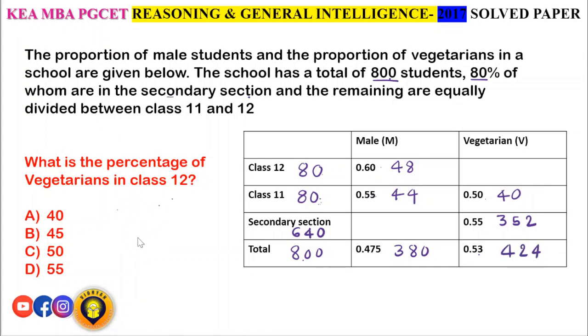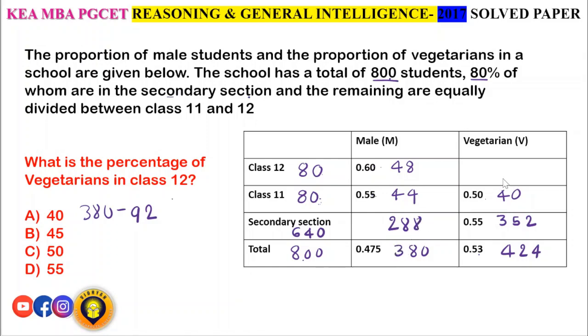Okay, so now you can fill the gaps. In males, there are a total of 380 males. Out of 380 males, 48 males are in class 12, 44 males are in class 11. So how much did it become in total? 92. So 92 males from class 11 and class 12. But total males are 380. Therefore, the number of males in secondary section will be 380 minus 92, which is 288. So there are 288 males.